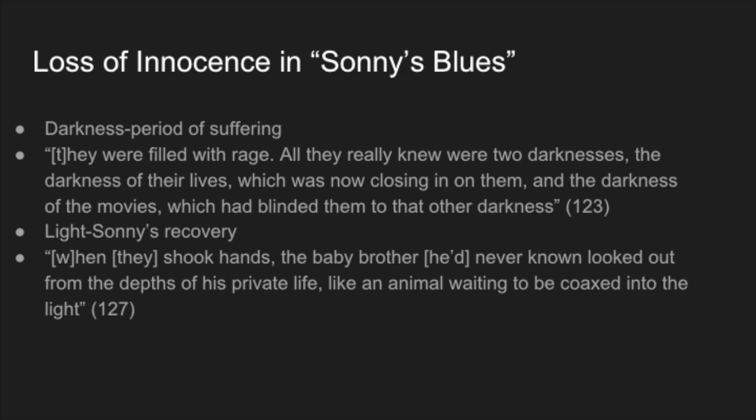Page 127. Here, the narrator is describing how his brother, Sonny, was once his baby brother, but now is similar to an animal that needs to be tamed. The word light in this case is used to represent what would be when Sonny overcomes his drug addiction, and how he needs his brother to help him reach recovery.